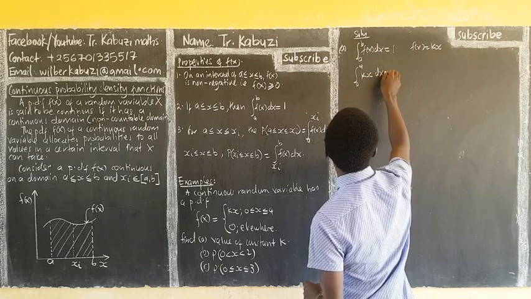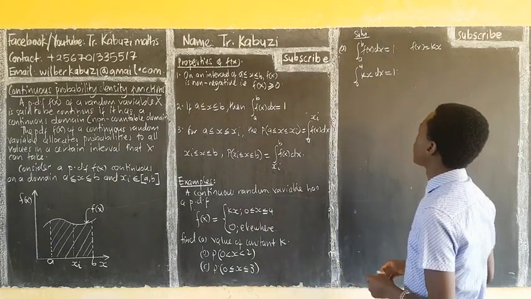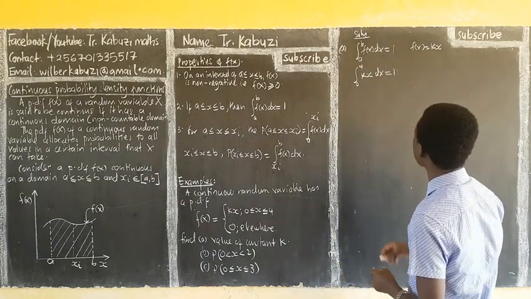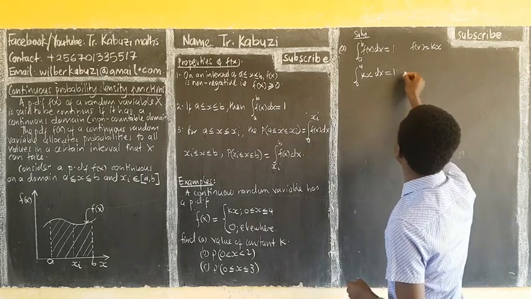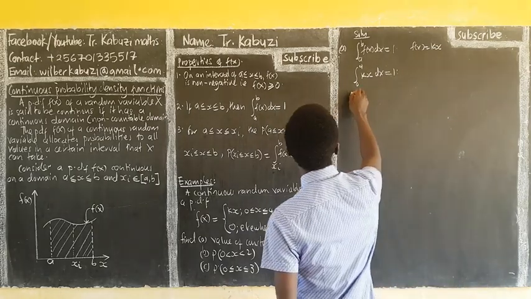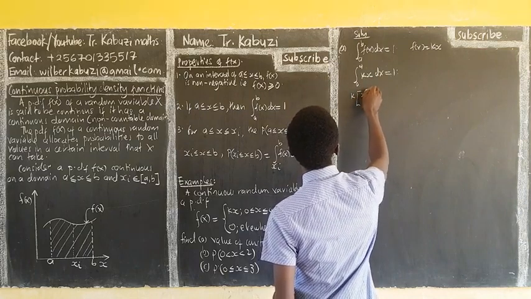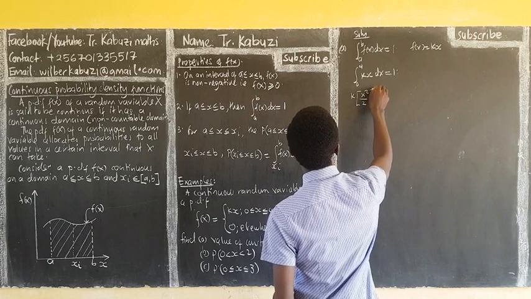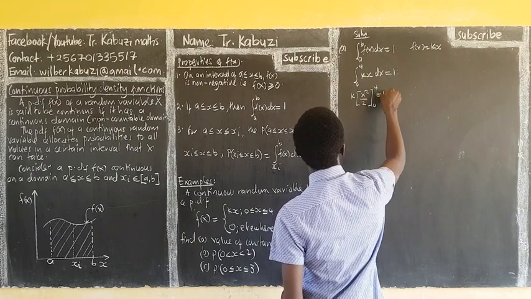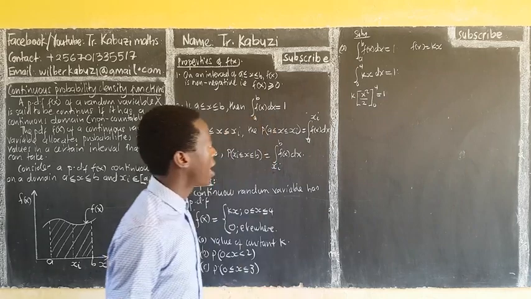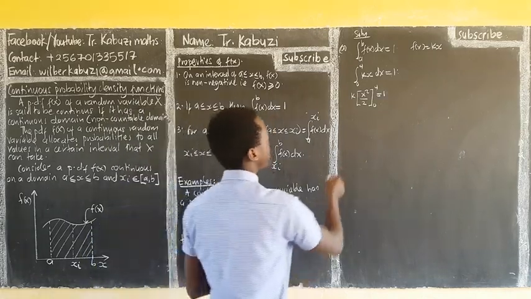That should equal 1. So I think we know how to integrate. We can easily pull out the constant, so this will be k. When we integrate x, we get x squared over 2, from 0 to 4, equaling 1. Now substituting the upper limit minus the lower limit.